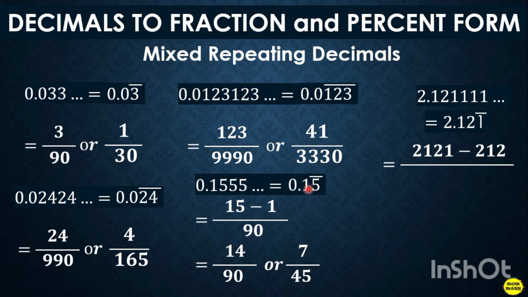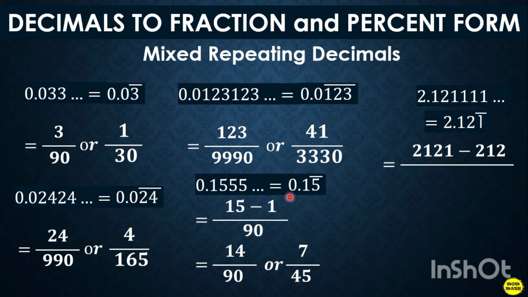Minus, eto nag-minus 1 tayo. Minus, kung ilan yung naiwan. So, 2, 1, 2. Divided by, ilan yung repeating? Isa. So, that is 9. Ngayon, this time, ilan ang non-repeating niya? Dalawa. So, dalawang 0. Okay? So, ganun lang po.